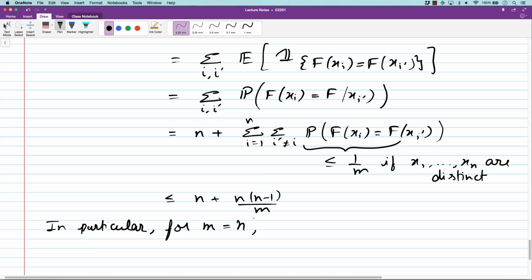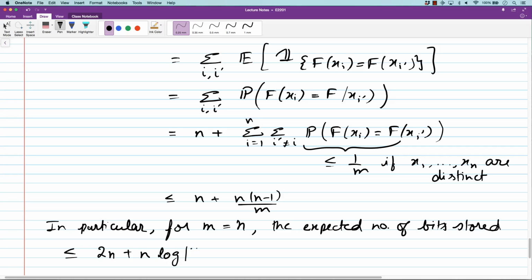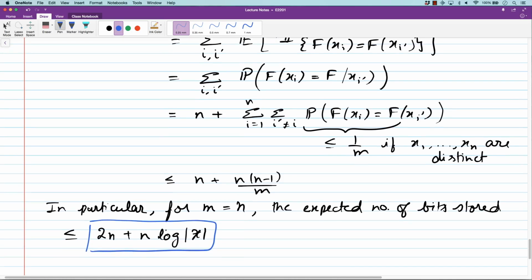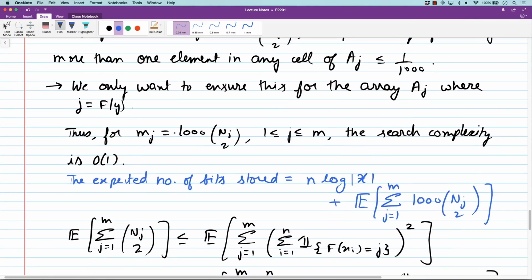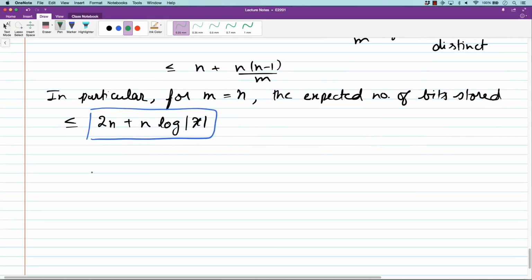the expected number of bits stored is less than or equal to 2n plus n log x. Okay. So finally, this is a scheme that we were looking for. It only requires these many bits of memory and has order 1 computational complexity and requires these many bits of memory.